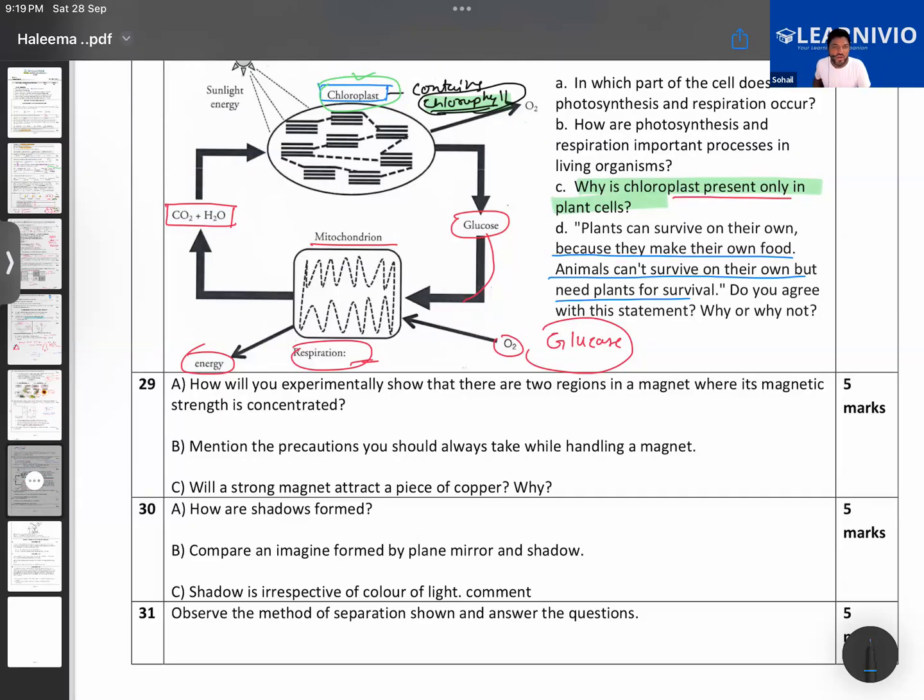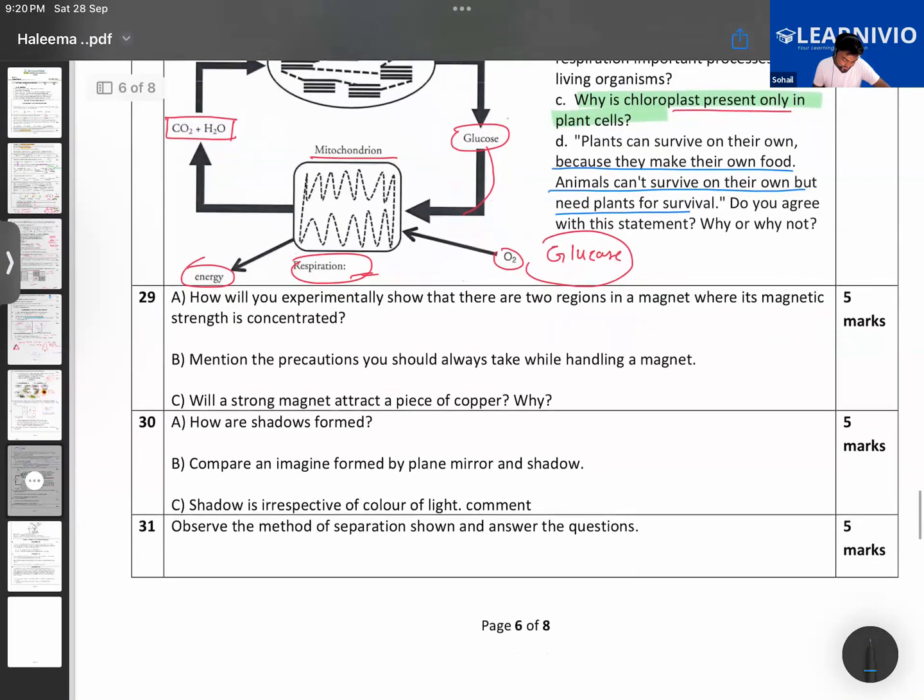Additionally, like we are already relying for food on the plants directly or indirectly, but we are also relying on the plants for oxygen. Getting it now? So animals rely on oxygen also that is produced by the plant for respiration. Hope that answers the question.